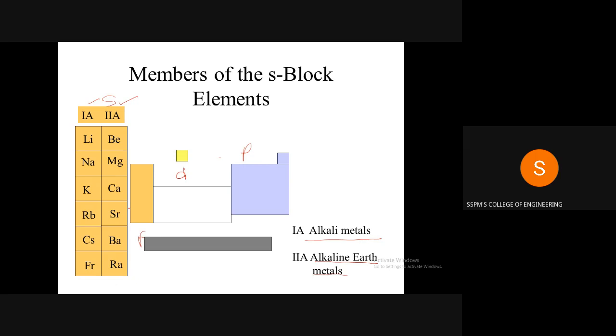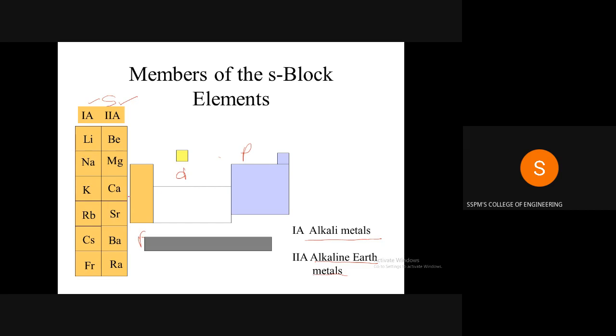Let us see which elements are included in group 1: lithium, sodium, potassium, rubidium, cesium and francium. Then in group 2: beryllium, magnesium, calcium, strontium, barium and radium. So these elements are included in group 1 and group 2. These are very important elements.